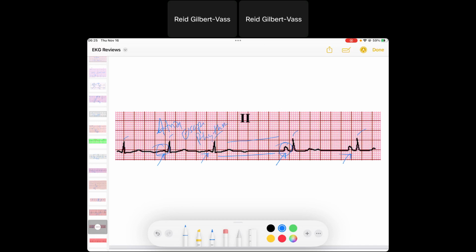However, it's hard to tell which one is the escape rhythm because we don't have all the leads, but we would say that this is at least multifocal in origin. There's two different P wave morphologies, so the atria has two different focuses that are beating, and the QRSs all look the same because the AV node is still doing what we would expect the AV node to do.